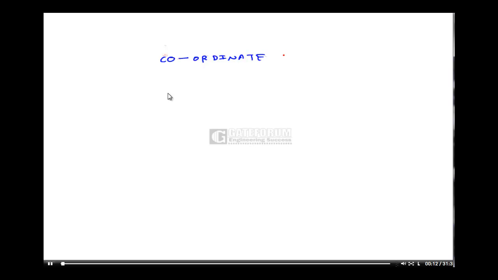So the concept of coordinate system is very useful for analyzing any problem of electromagnetics. In this, first we will define orthogonal system. What is an orthogonal system?